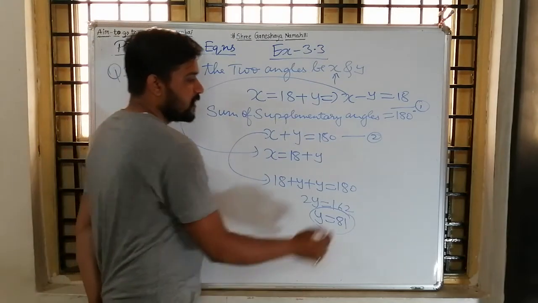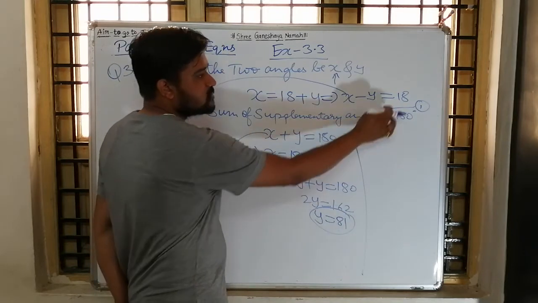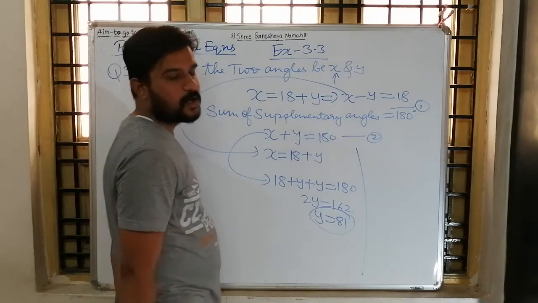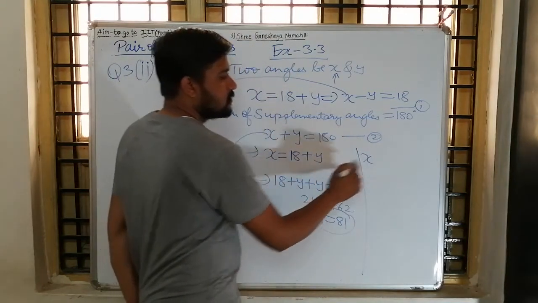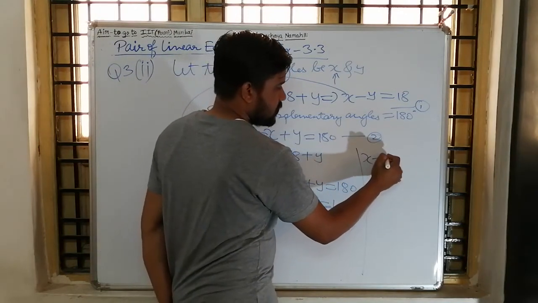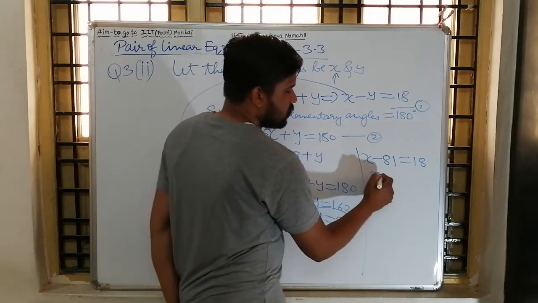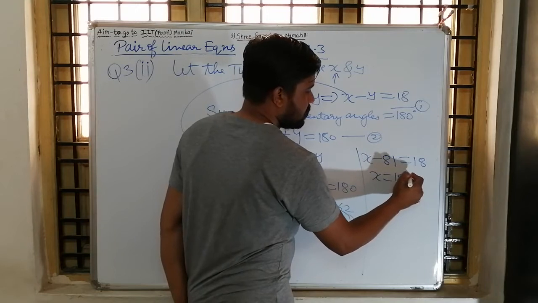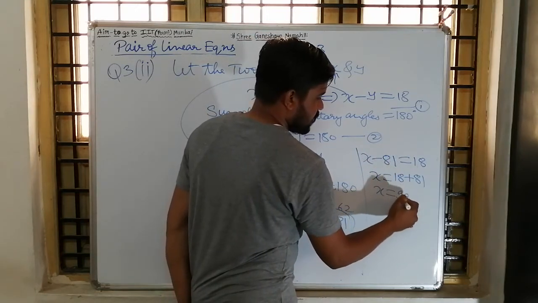Now you have to find the other angle. तो आप ये y का वैल्यू दोनों में से कोई भी एक इक्वेशन में रखो, आपको x का वैल्यू मिलेगा. ओके फॉर एग्जांपल मैं फर्स्ट इक्वेशन में रखता हूं, x minus 81 which is equal to 18. ओके तो x is equal to 18 plus 81, so x is equal to how much? 99.